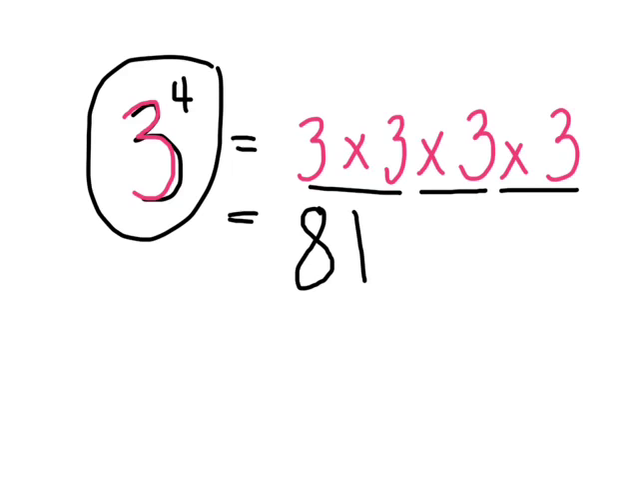Now I was asking about anything to the power of 0. So let's look at this one. Let's do 5 to the power of 0. Let's break it down. What's the base? 5. How many times do I write the base? None. I don't write the base at all.